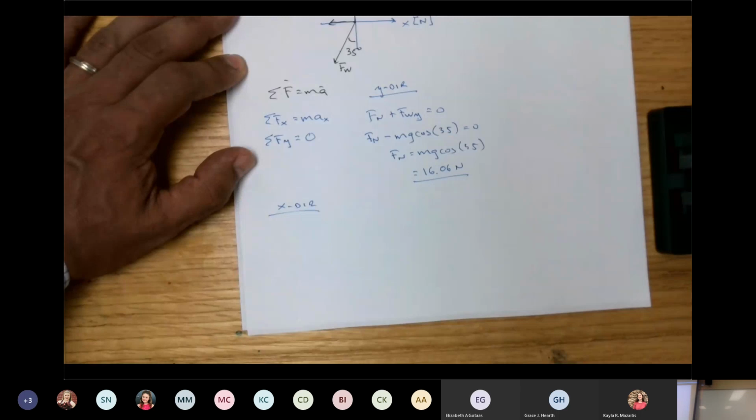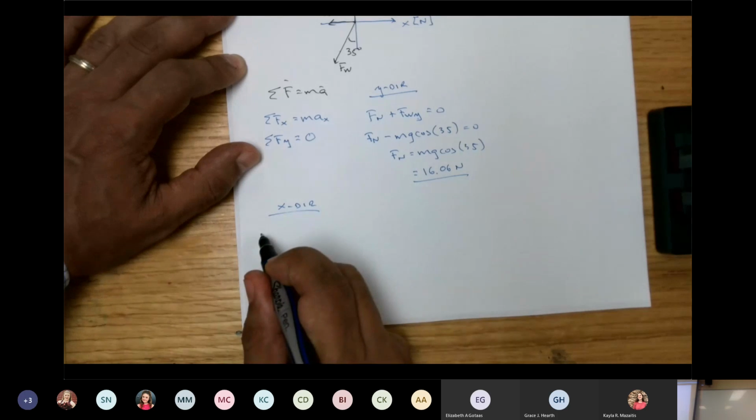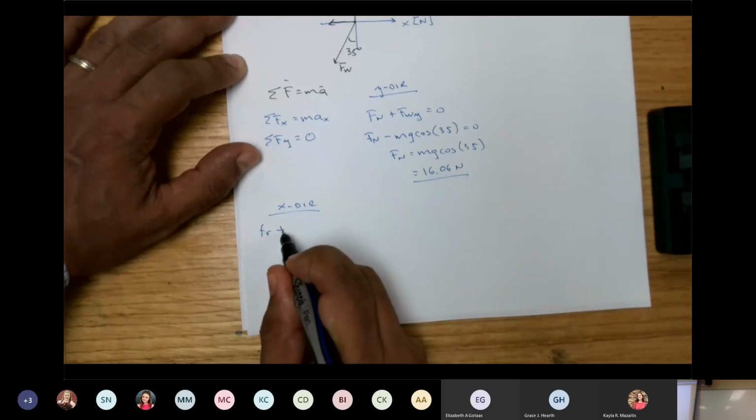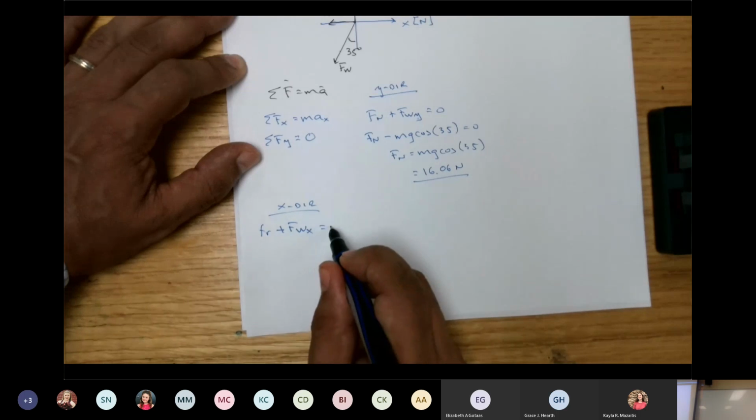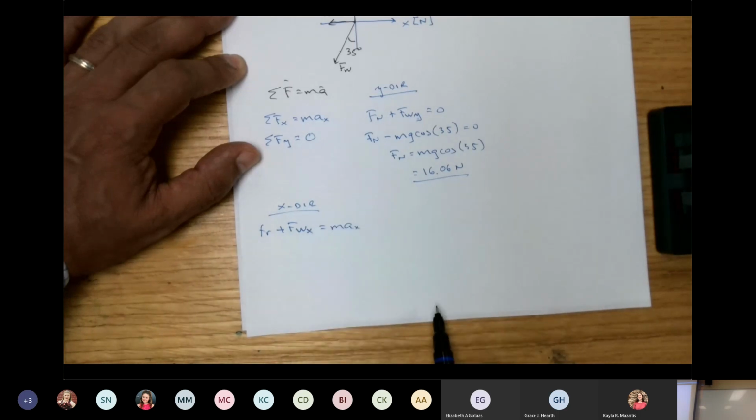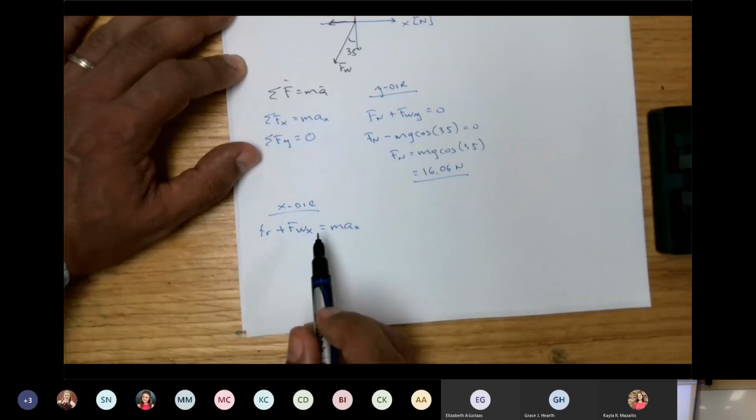Way in the back, I forget your name. Sorry. What forces do I have in the x direction? Friction and the x value of the weight, which is going to be mg sine. Can you expand this? How do I calculate the friction and how do I calculate the x component of the weight?